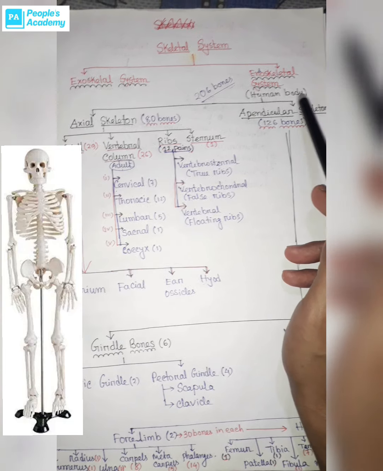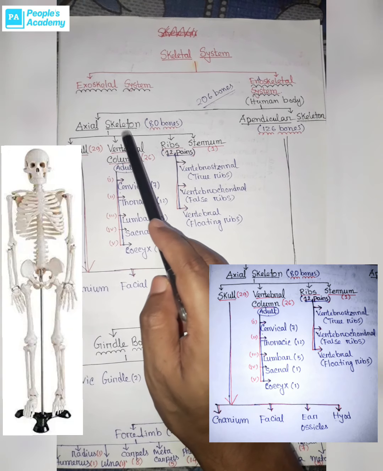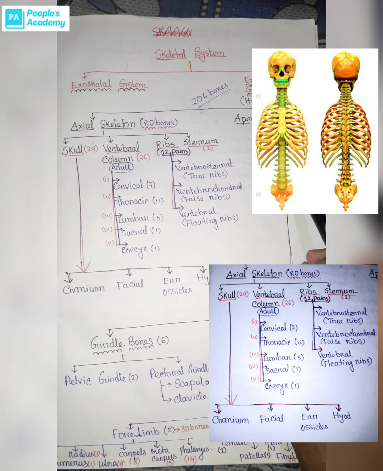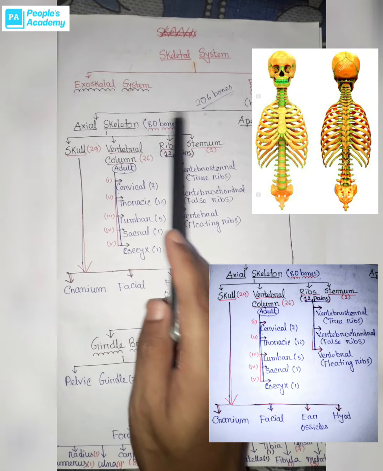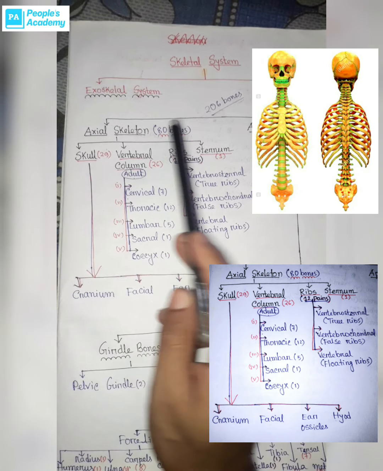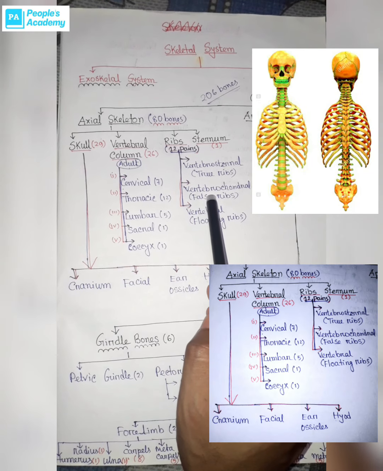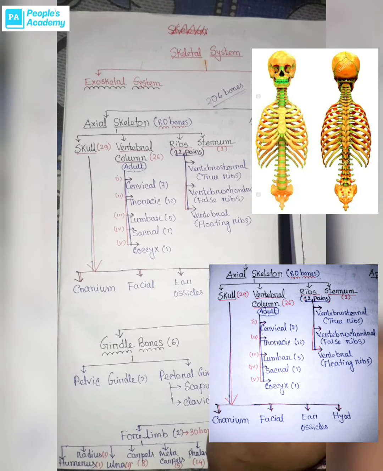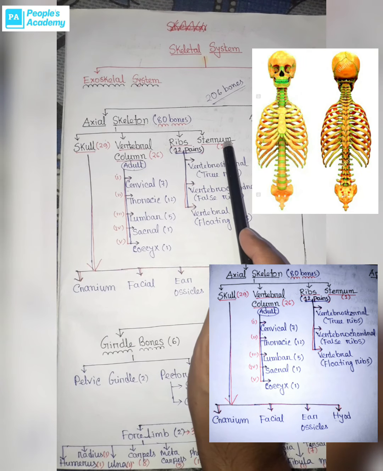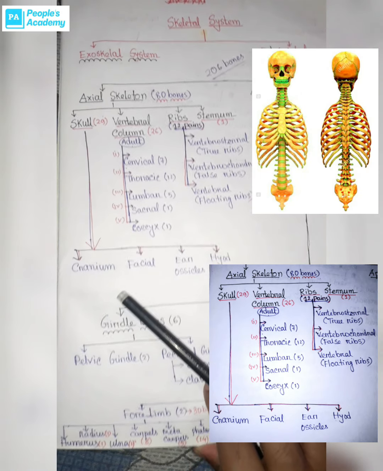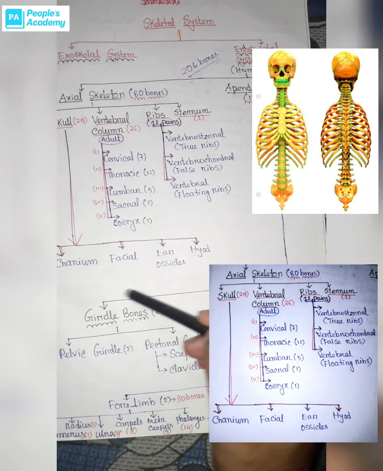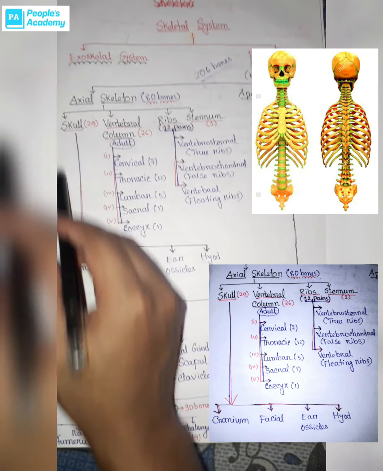The endoskeletal system of the human body is divided into two parts: the axial skeleton and the appendicular skeleton. The axial skeleton comprises 80 bones distributed along the main axis of the body and forms four structures: the skull, vertebral column, ribs and sternum. We are going to discuss the skull in detail, so leave this topic for now.